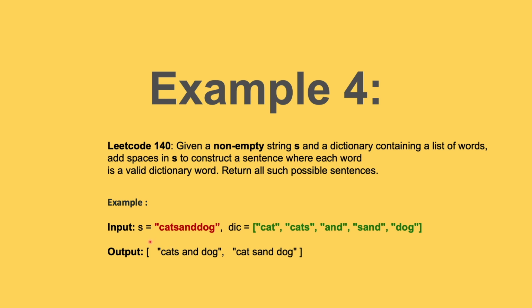We are given a string that doesn't have any spaces. Your goal is to break down this string based on the words inside this dictionary. Basically, we need to insert spaces inside this string so that all the words inside the resulting string are words from the dictionary. So for this example, we can see there are two answers. You can either go with cats and dog, or you can go with cat, sand, dog, which are all words inside this dictionary. So our goal is to find out how many times you can do this.